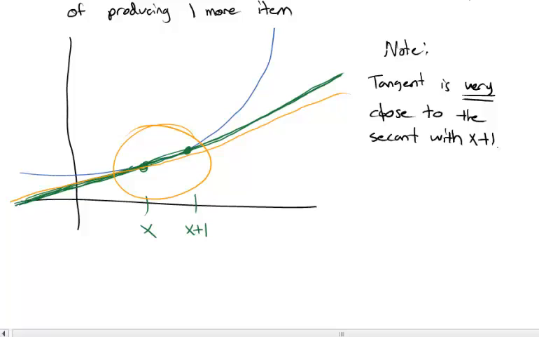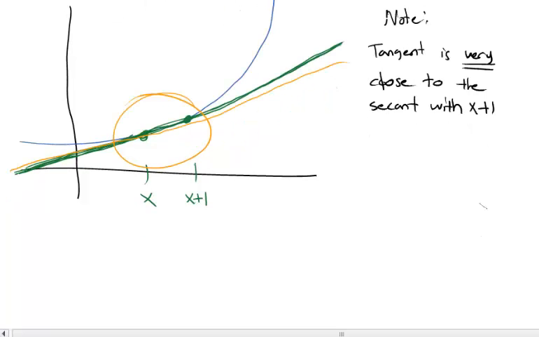And as it turns out, a lot of the times it's a lot easier to work with the derivative, or the slope of the tangent line, than it is to work with the actual values. It's going to be a lot more work to calculate the value at x and the value at x plus 1 and calculate the difference. So we will use the tangent line to help us estimate the actual difference. And they're going to be pretty darn close to each other.